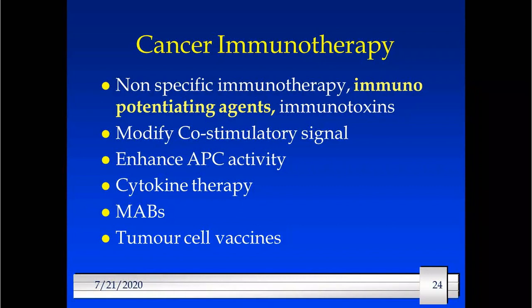So cancer immunotherapy has two types, either non-specific immunotherapy or specific immunotherapy. The non-specific immunotherapy is represented by immunopotentiating agents. These immunopotentiating agents aim at immune modulation to strengthen the immune response against the tumor. So they are non-specific and may be used for any type of tumor.